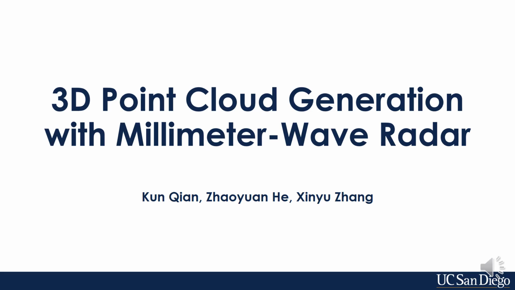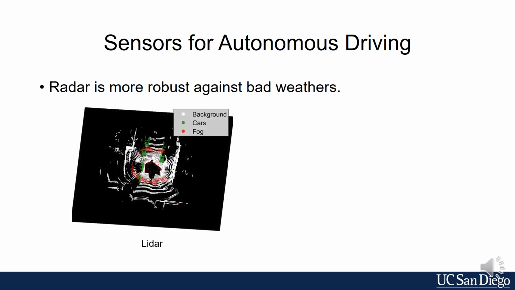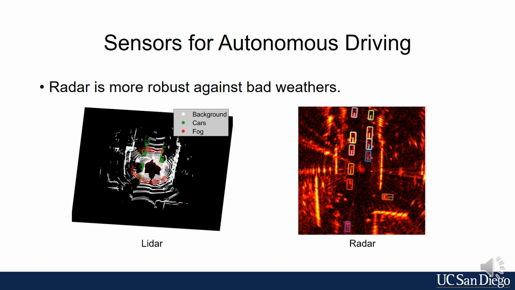Hello everyone, in this video I will introduce our work 3D point cloud generation with millimeter-wave radar. A wide range of sensing modalities are already available on vehicles, such as cameras, Lidar, and radar. Visual sensors like cameras and Lidar are vulnerable to adverse weather conditions, such as rain, snow, and fog. In contrast, radar can penetrate small water particles and can make autonomous driving more robust against bad weather.